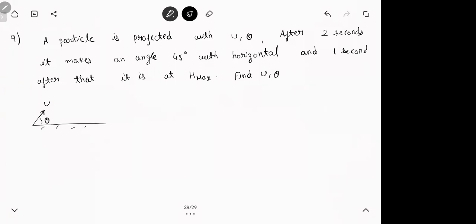I'll repeat the question again. You have a particle projected with u theta. After 2 seconds, it started making an angle 45 degrees. And 1 second after that, it has reached H max. Find u and theta. Hope the question is clear. So what angle I projected, I don't know. What speed, I don't know. You need to figure out those two. Ask me if there's any confusion in the question. Question is clear? This is a good one. I'll give you 2 minutes.